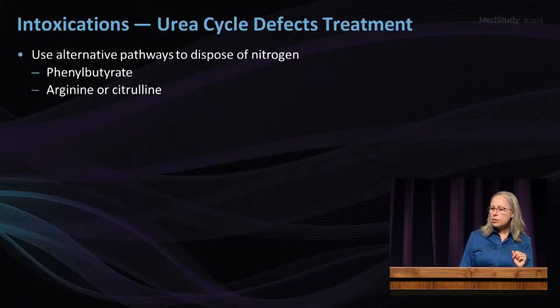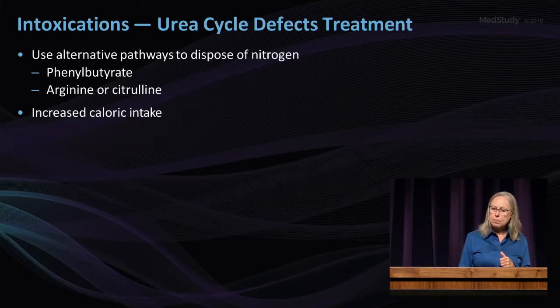All right, treatments. Use alternative pathways to get rid of your nitrogen, like sodium phenylbutyrate or acetate, and then arginine or citrulline to help drive the cycle around, unless, of course, you have arginemia. Then you don't give excess arginine to somebody who already has too much.